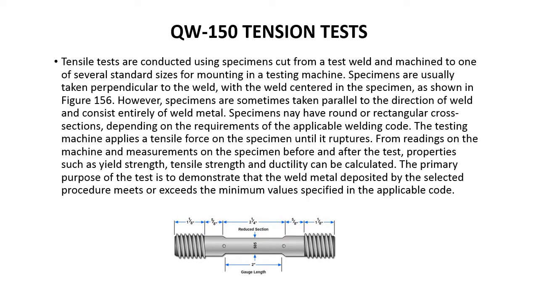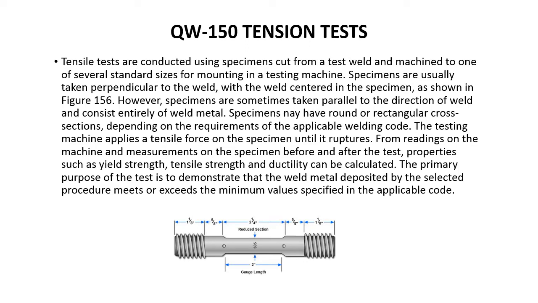Tensile tests. Tensile tests are conducted using specimens cut from a test weld and machined to one of several standard sizes for mounting in a testing machine. Specimens are usually taken perpendicular to the weld, with the weld centered in the specimen as shown in figure 15-6. However, specimens are sometimes taken parallel to the direction of the weld and consist entirely of weld metal. Specimens may have round or rectangular cross sections depending on the requirements of the applicable welding code.